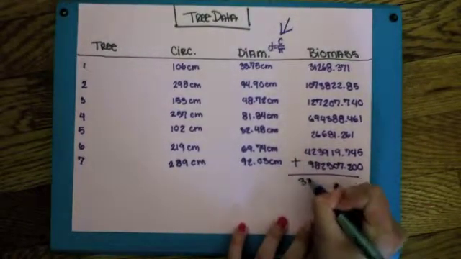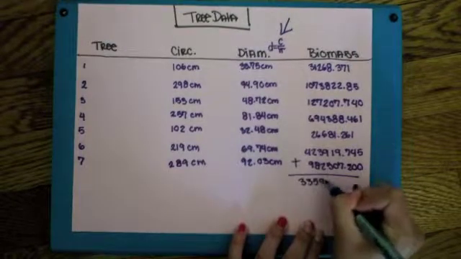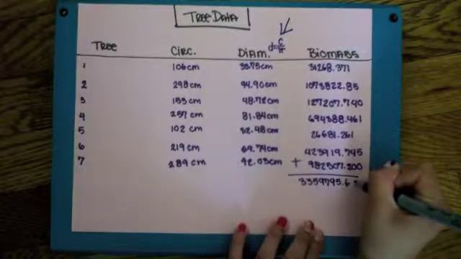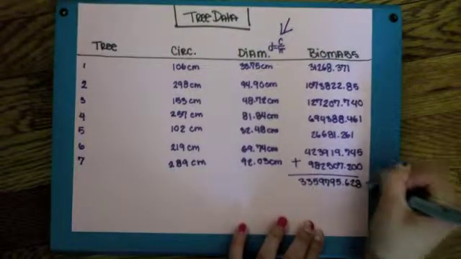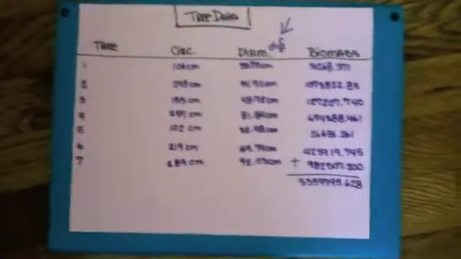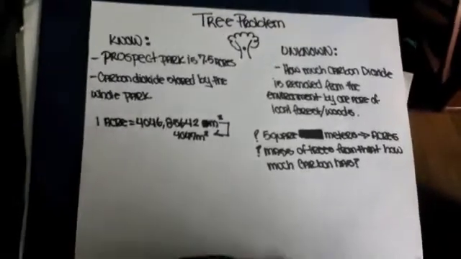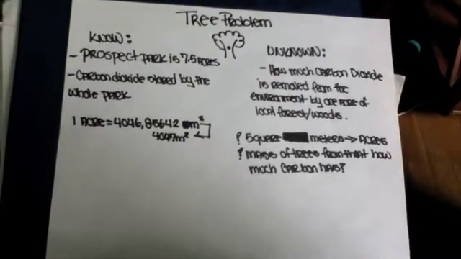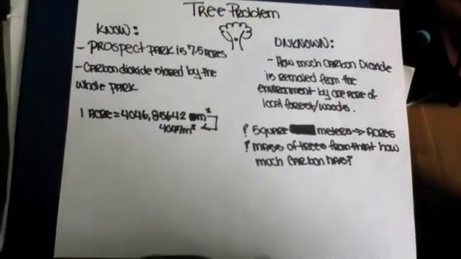I added up all the 7 trees' biomasses to get 335,979.628. That's all the biomasses added up. We know that Prospect Park is 7.5 acres. Also, carbon dioxide is stored by the whole park.